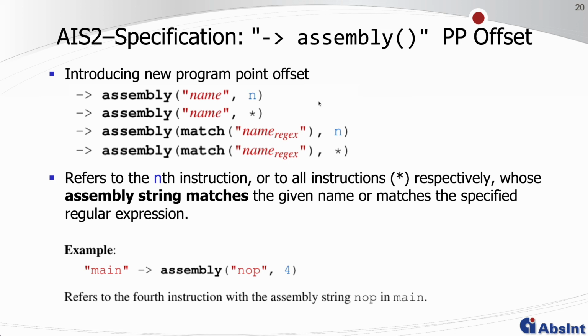The next program point offset, which is new, is the assembly offset. You can also search for a specific assembly instruction, and again, the first, the second, or third assembly instruction which matches the given name. Of course, you can also use a regular expression to have a more generic pattern, and you can also use the wildcard offset here. That means in our example here, I'd like to search from the entry point of main to the fourth instruction which has the assembly string nop. And if I change it to star, I would annotate all nops in our main routine.